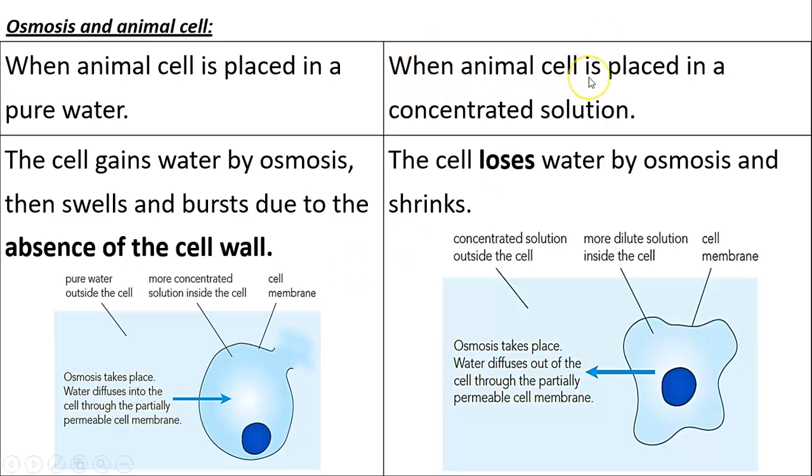When animal cells are placed in a concentrated solution, a solution that has a lot of solute inside, now the water will move from the high potential, which is the dilute solution, in this case the solution inside of the cell cytoplasm. The water will move to the outside, because now the concentrated solution outside is a low potential water solution. So the water will move from the inside of the cell to the outside, which means that the cell is going to shrink because it's going to lose water.